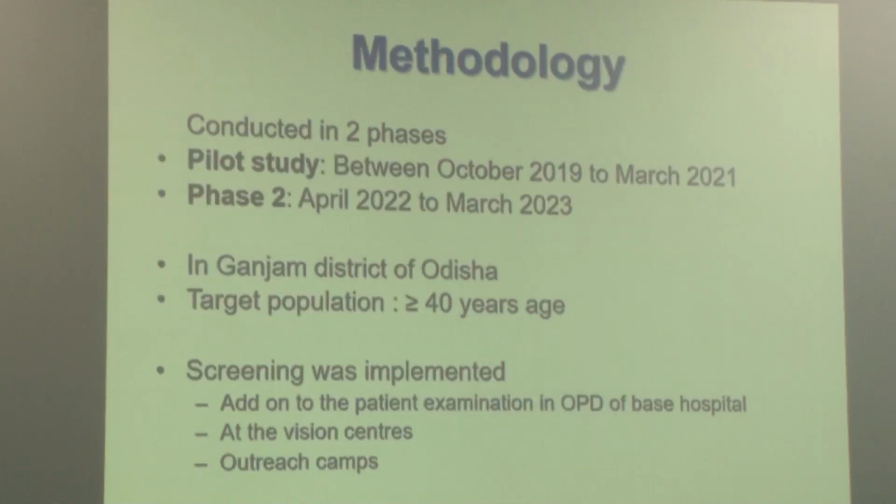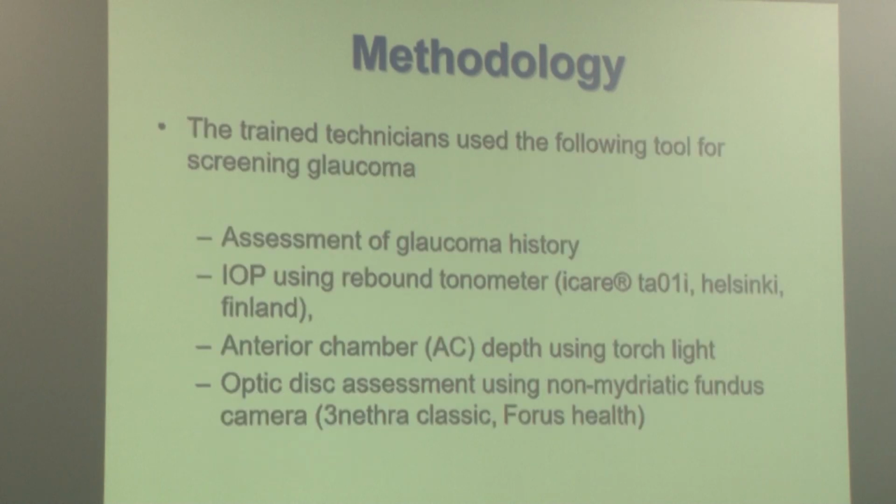It was conducted in two phases. The first was the pilot study between October 2019 to March 2021, and phase 2 from April 2022 to March 2023, in Ganjam district of Odisha. The target population was above 40 years of age. Screening was implemented as an add-on to the patient examination in the OPD of the base hospital, at the vision centers, and at the outreach camps. Trained technicians used the following tool for screening glaucoma.